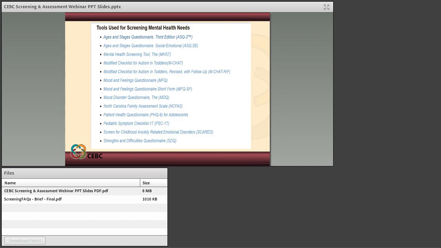So what I'm going to do is highlight each category and call out a few of each of the tools. Starting with the first category, tools used for screening mental health needs. That includes the Ages and Stages Questionnaire, the Modified Checklist for Autism in Toddlers, the Mood and Feelings Questionnaire, the Mood Disorder Questionnaire, Pediatric Symptoms Checklist 17, and the Strengths and Difficulties Questionnaire. These are just some examples, and you can click on any of these on the website to get more detailed information on each tool.